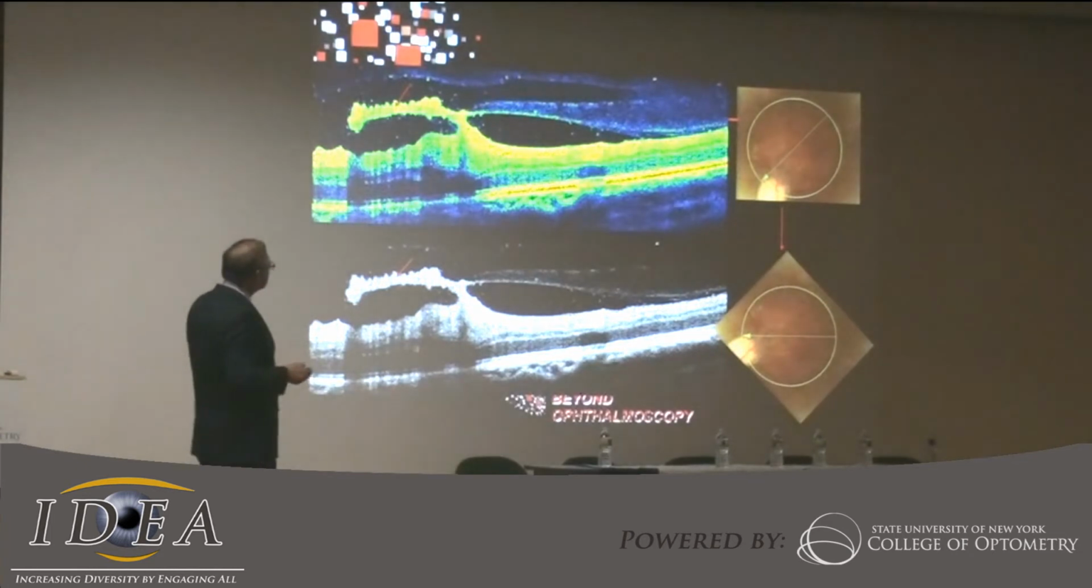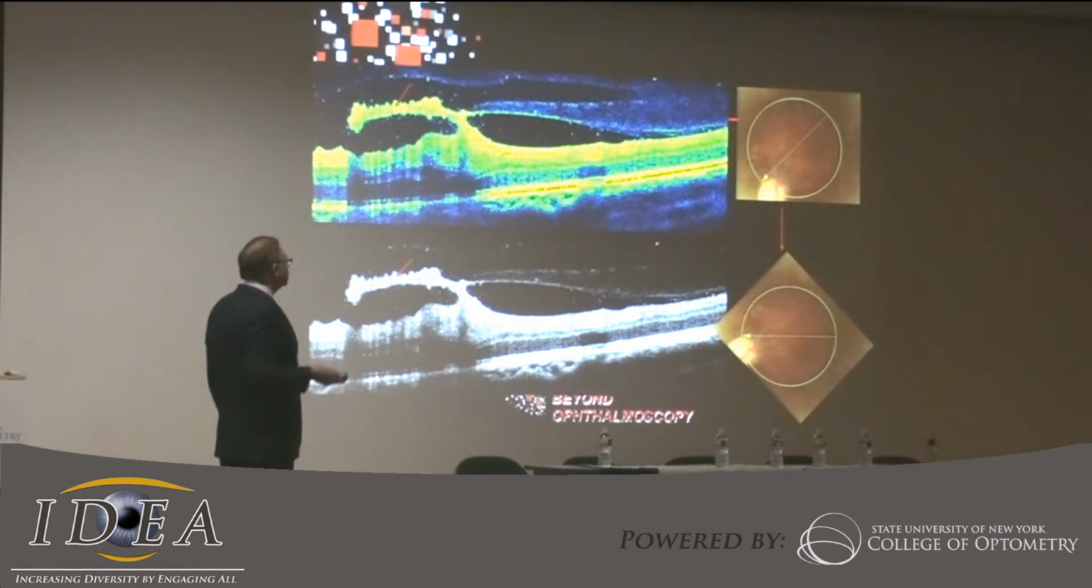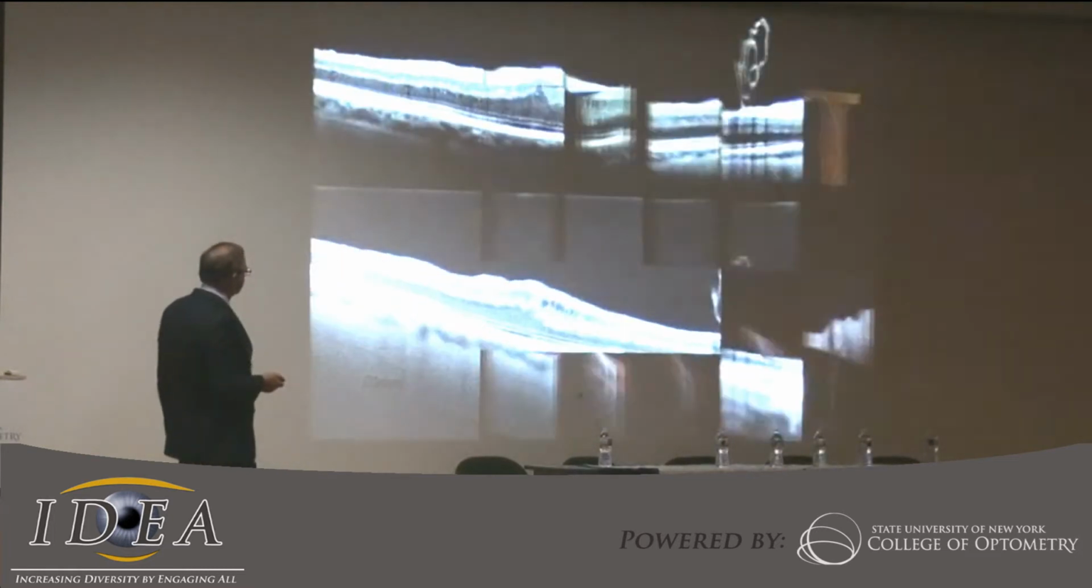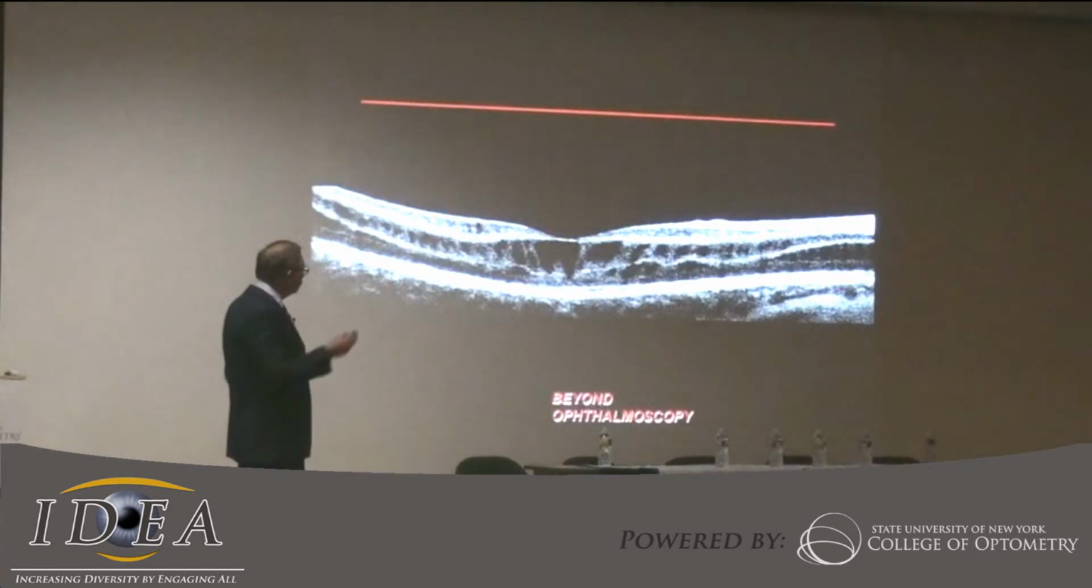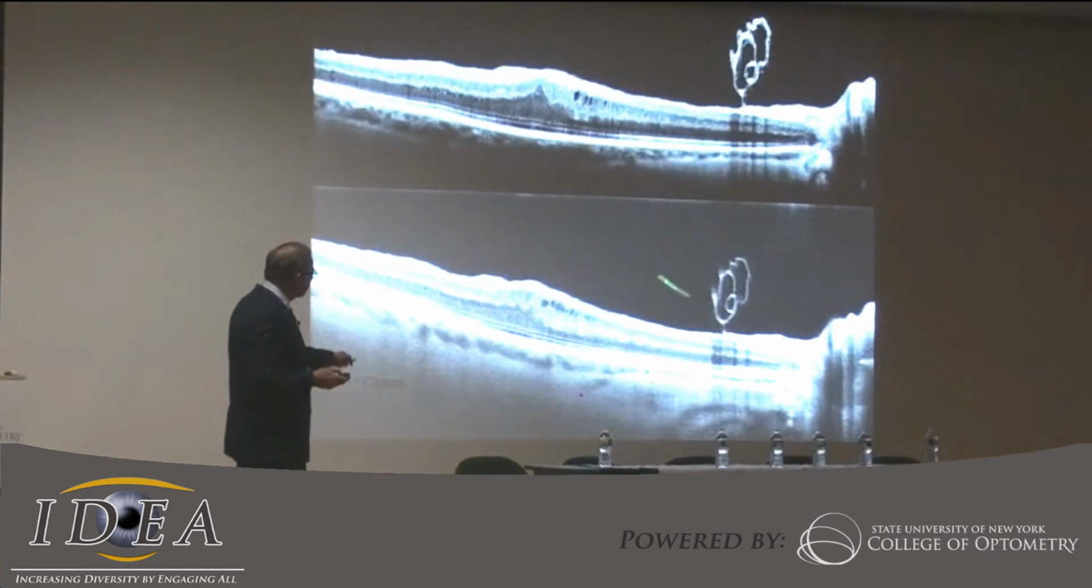We also can get new vessels growing off the surface of the retina that we can see easily with OCT that we might miss completely with the standard slit lamp exams. For example, this is early diabetic. This patient has early proliferative diabetic retinopathy, and that you're not going to see with an ophthalmoscope.